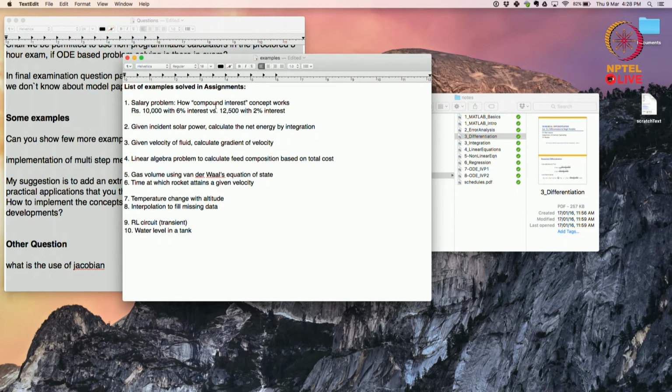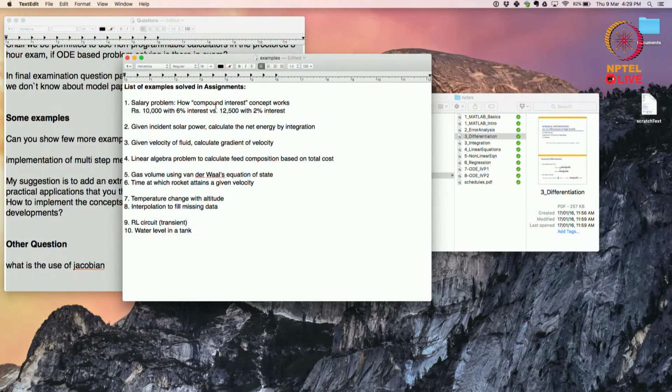The first module was a very introductory module. We were introducing you to MATLAB, so this was a reasonably easy problem, in the sense that it can be done by a calculator as well. There are two people: one starts with 1 unit salary with 6% compound interest, another starts with 1.25 unit salary with 2% compound interest, and the question was how the value keeps changing year on year.